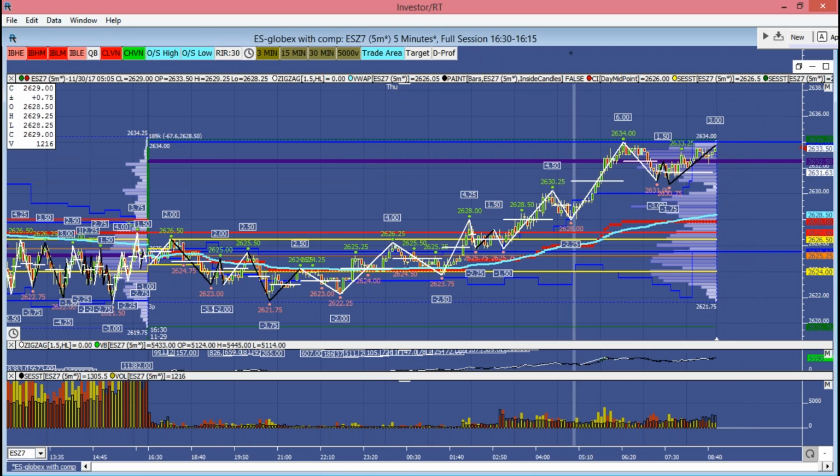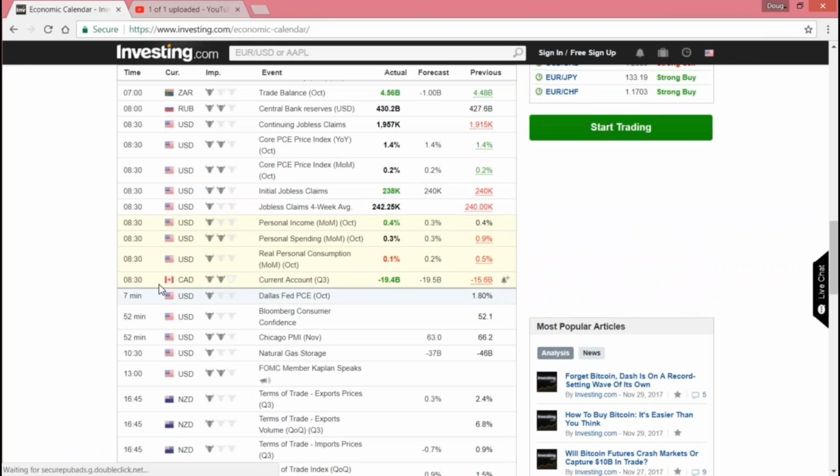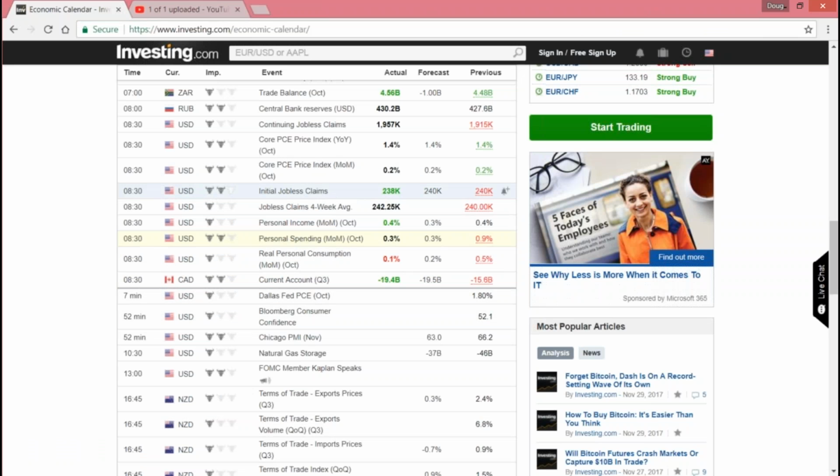Let's just take a step back, take a look at the news. We don't have a lot of economic news today. We did have initial jobless claims came in at 238 versus 240 expected, so it was a bit of a beat. Personal income came in 0.4%. It was a beat as well. And then the Canadian current account came in at minus 19.4 billion versus 19.5 billion, so it was a beat as well.